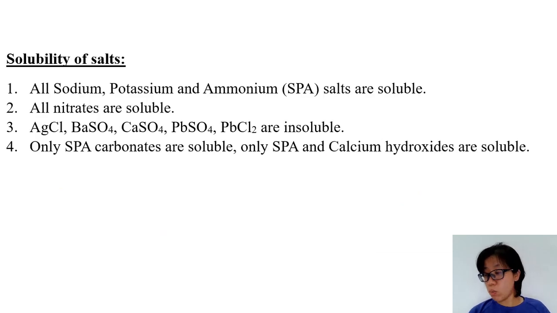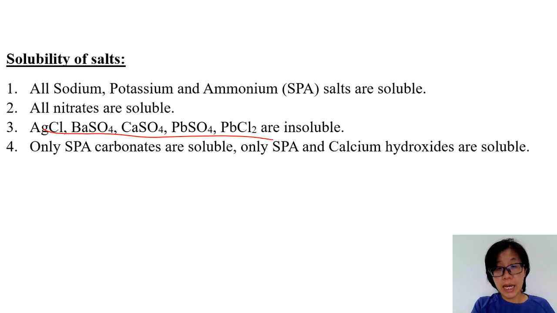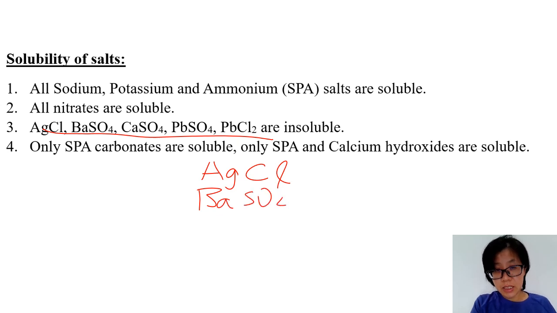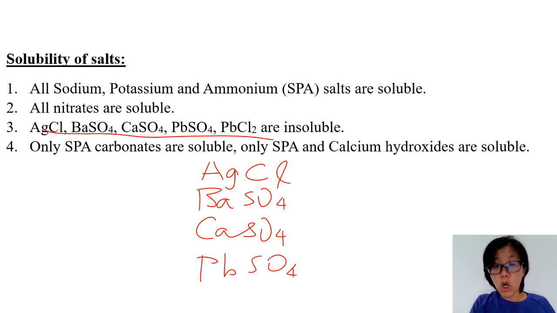Okay, then certain things like the solubility you need to remember. All sodium, potassium and ammonium salts are soluble, all nitrates are soluble. Then we see these five here. Normally I like to remember it in this way: A, B, C, and then later Pb. So these are the more commonly tested insoluble salts.